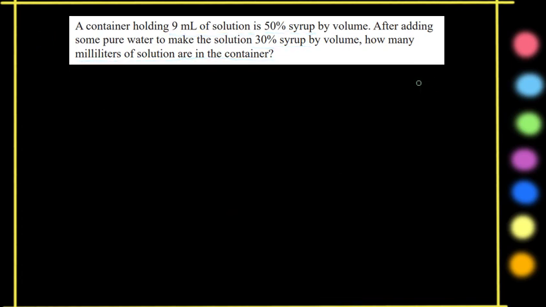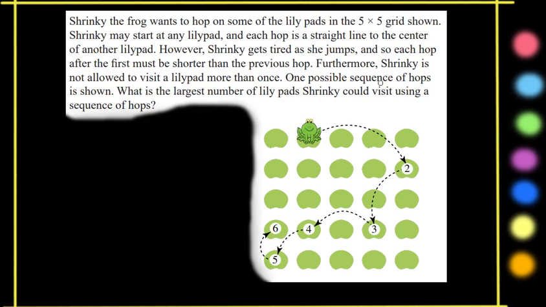Let's go on to number 8. So this one is number 8, and this one was really hard. So let's take a look at this one. It says Shrinky the Frog wants to hop on some lily pads in the 5x5 grid shown. Shrinky may start at any lily pad. Okay, so it shows Shrinky here, but he can start wherever he wants, or she, I don't know. And each hop is a straight line to the center of another lily pad.